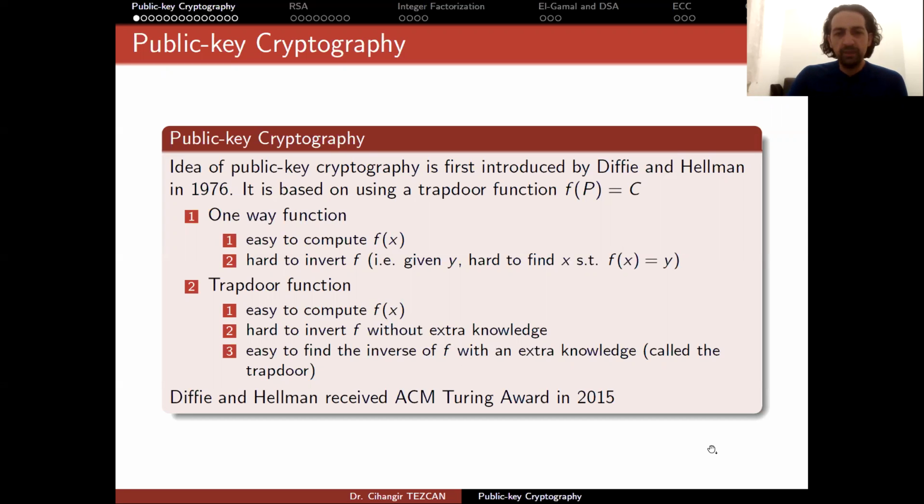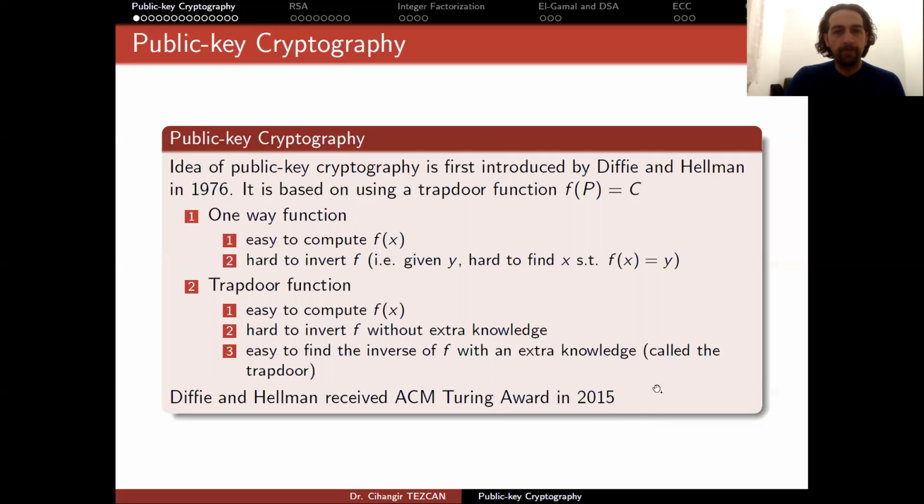Although they published this paper years ago, they received the ACM Turing Award in 2015 for their contribution of actually inventing public key cryptography and digital signatures and so on. So it is kind of a late award, let's say. And they also mentioned that they used some ideas from Merkle, so actually he should also receive the award, but only Diffie and Hellman received this award.